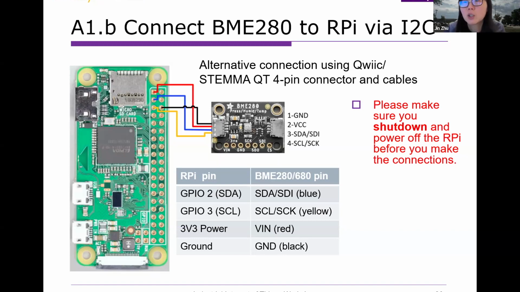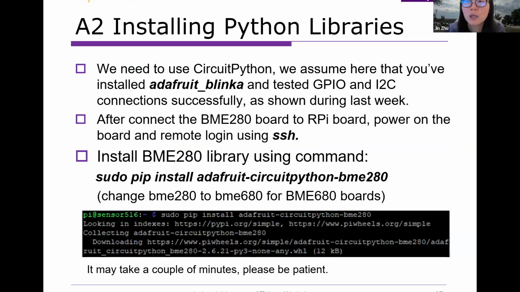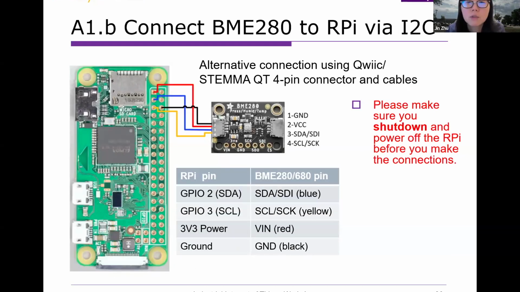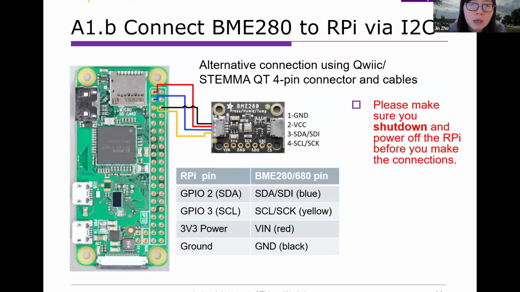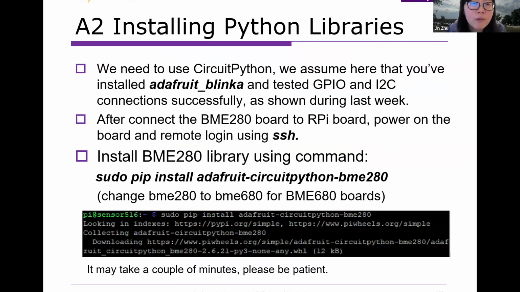Another thing I want to mention over here is you want to shut down when you make these hardware connections. You want to shut down that Raspberry Pi first. So before you start to make the hardware connections, you want to power off the Raspberry Pi, just to be safe. So that's one thing.